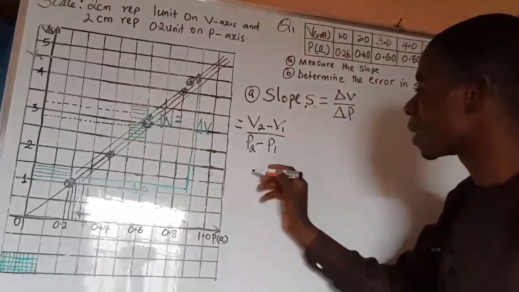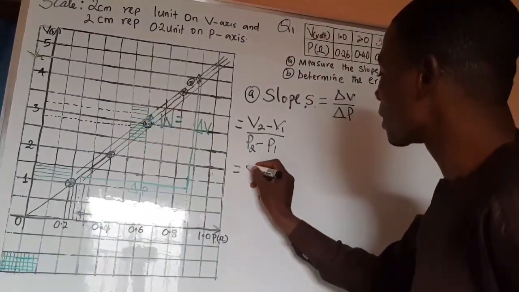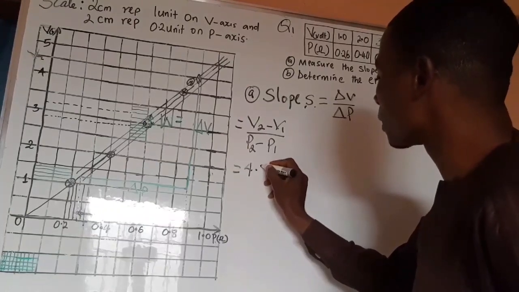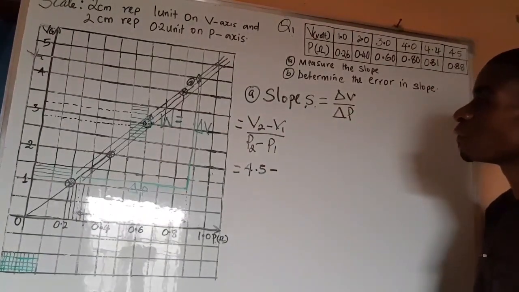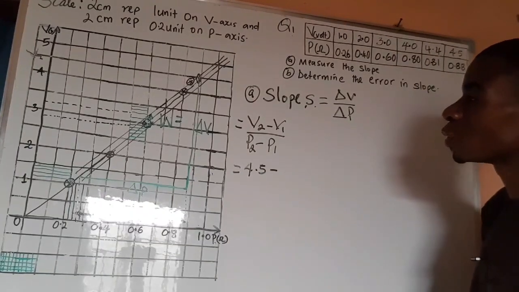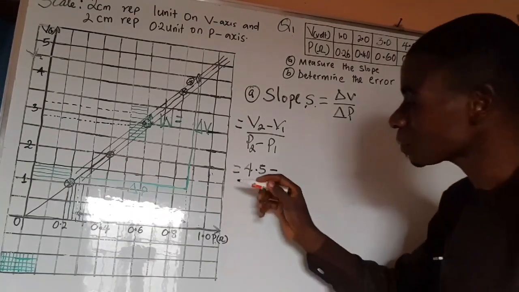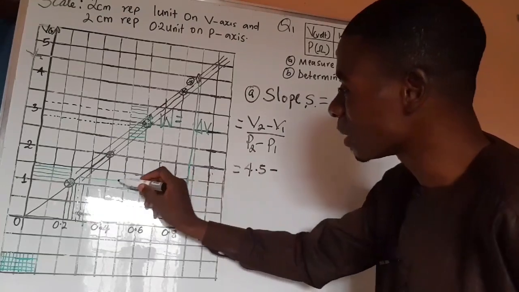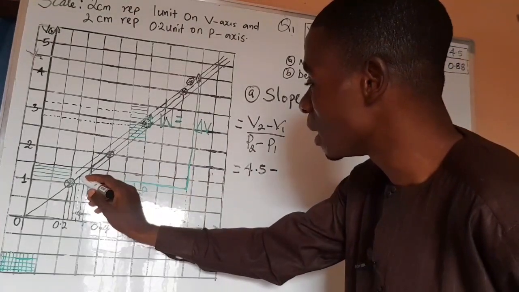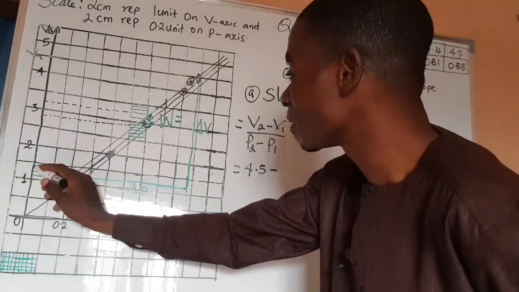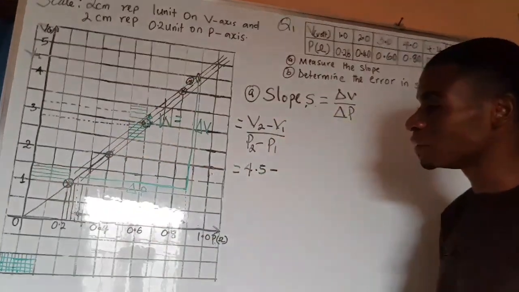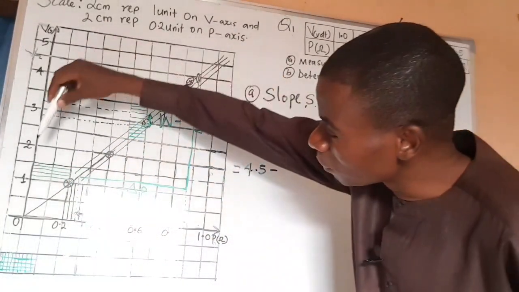4.5. So I will just come down straight and write my 4.5 minus, that is for my V2. Okay, so I'll come down. This is my triangle, the lowest point of the triangle. If you check on the vertical axis, this is where we have a little bit of a problem. Look at it very well.